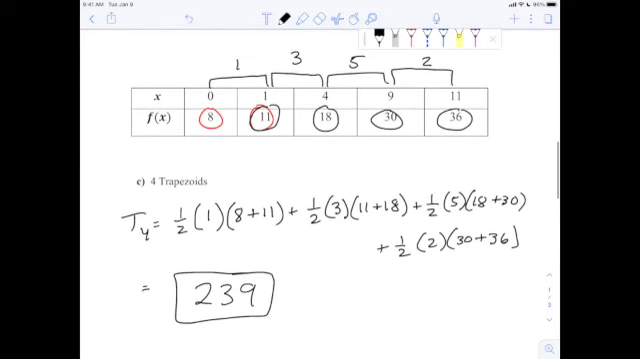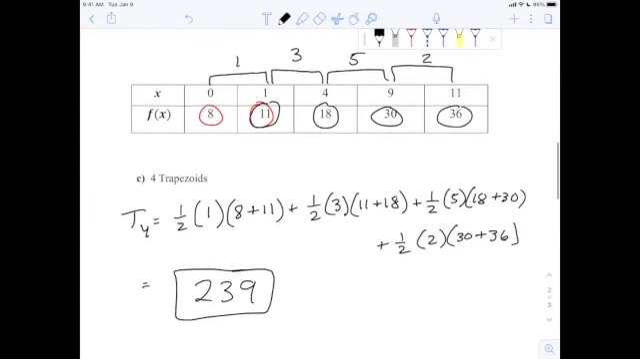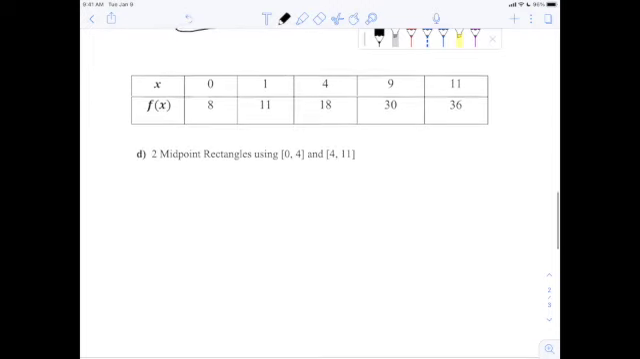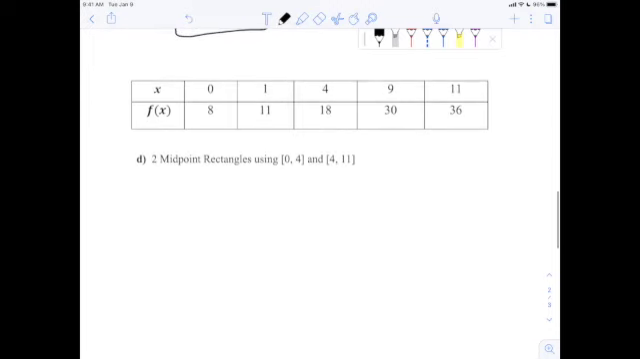And like I said, if you really must, draw a quick sketch off to the side on scrap paper, plot the points. Doesn't even have to be to scale, but just so you can visualize those trapezoids standing up, if you like. And lastly, why not do it with some midpoint rectangles. Midpoint rectangles. Now notice we're only doing 2 midpoint rectangles using the intervals 0 to 4 and 4 to 11.